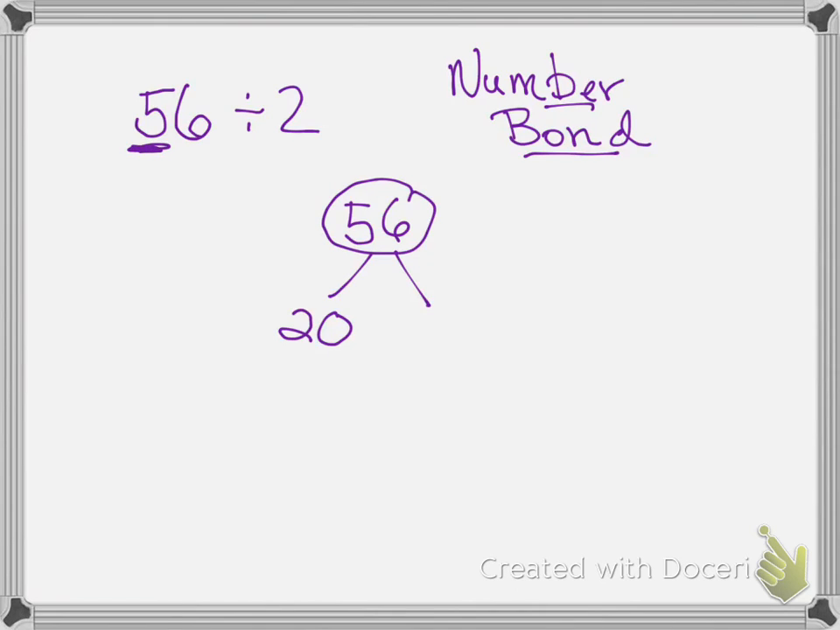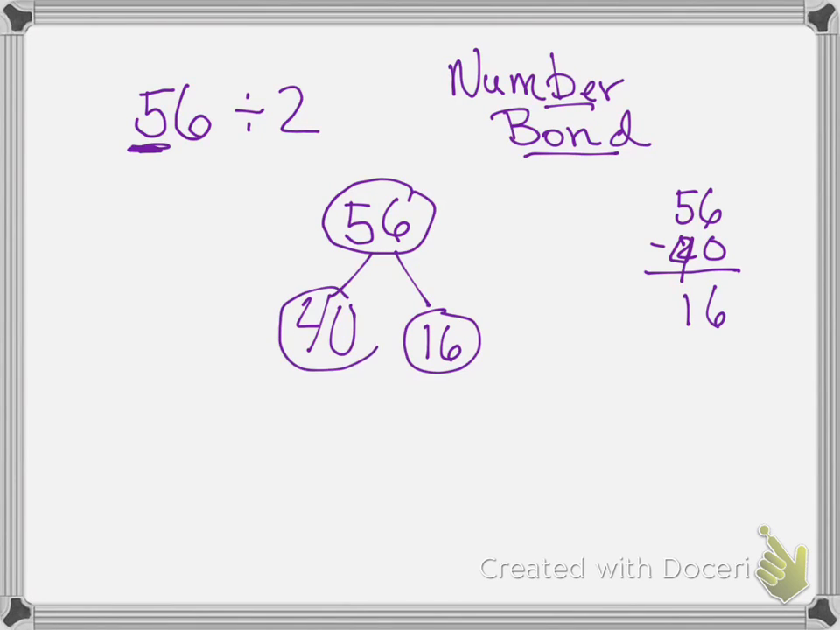Then we're left with what on the other side? 56 take away 40. Ugh, I did it again. This is not a 20, because 20 times 2 is 40. This is a 40, and we're left with 16. All right, I put a factor there, not a product. So 2 times 20 gives us 40.